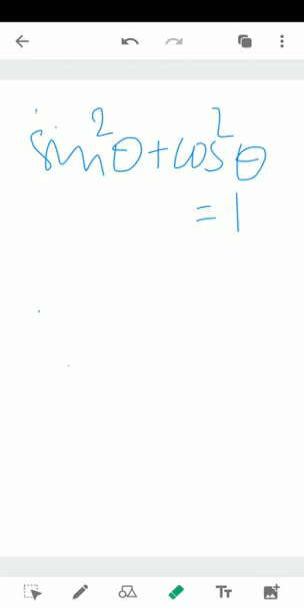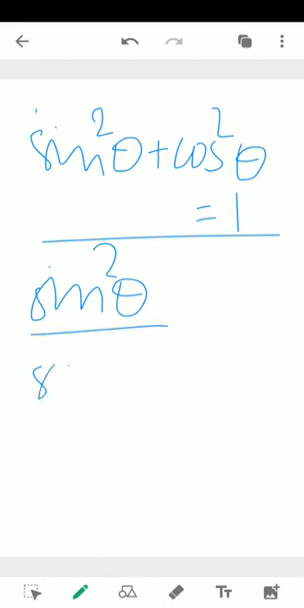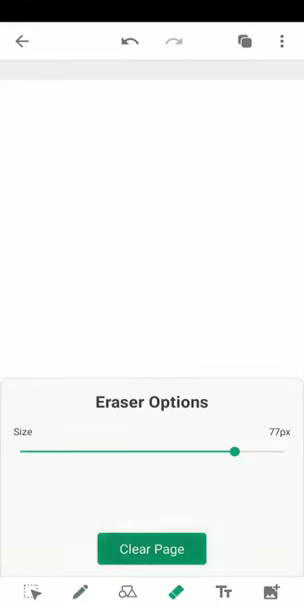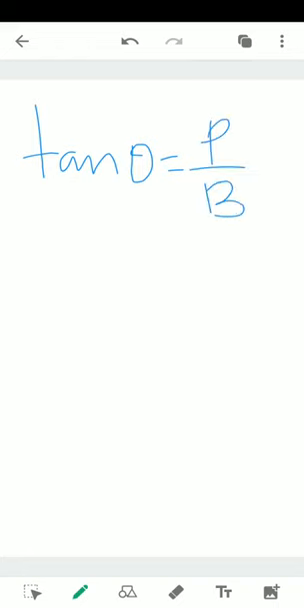Now let me divide them by sine square theta. If I divide it by sine square theta, what am I going to get? This is one formula which I've already got, sine square theta by sine square theta, and I'm deriving one more relation, cos square theta by sine square theta equals to 1. Okay, I think I didn't explain something before I come to this. Let me just explain something I didn't explain, I feel. So tan theta, if you remember, I can write this one as P by B. This one I can write as P by H.